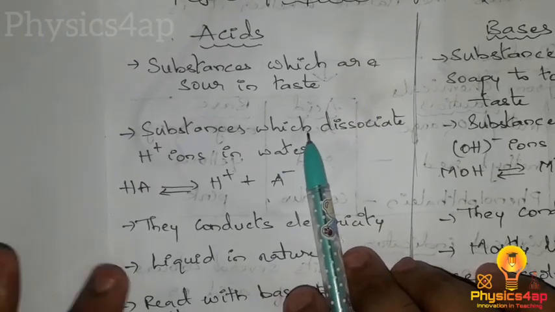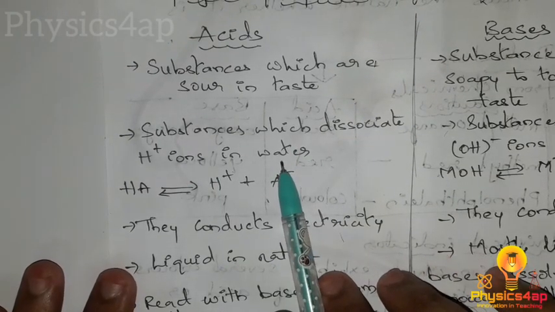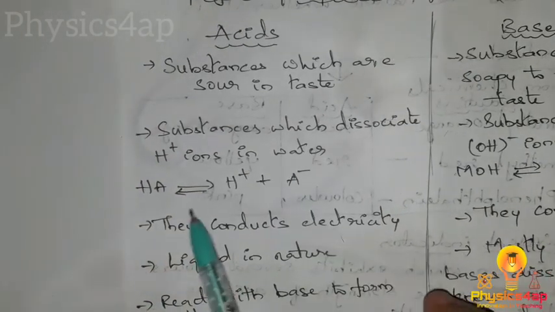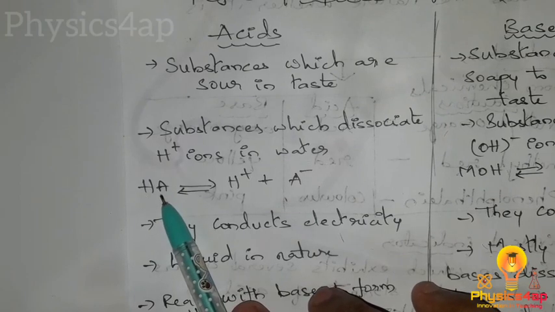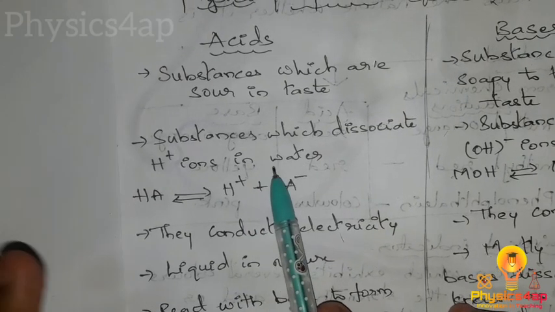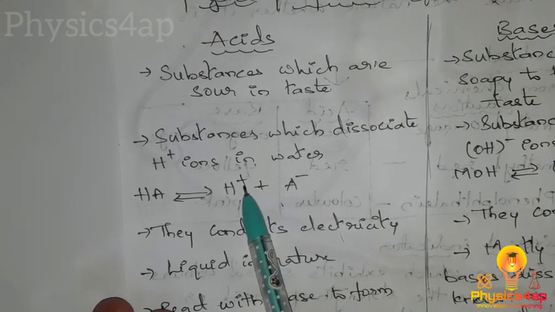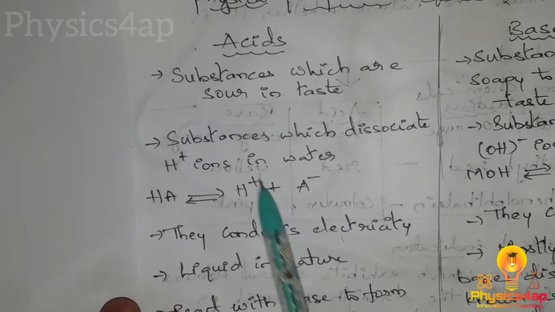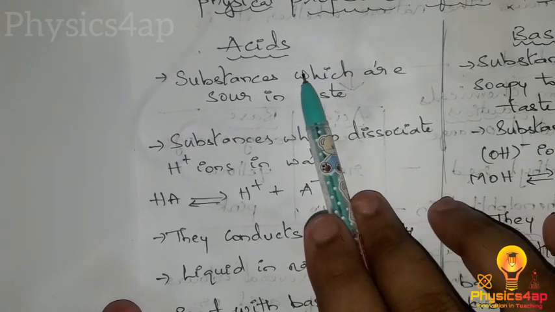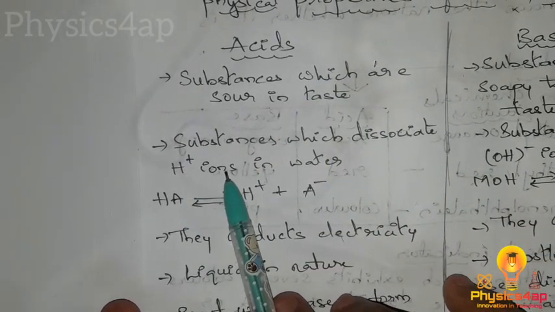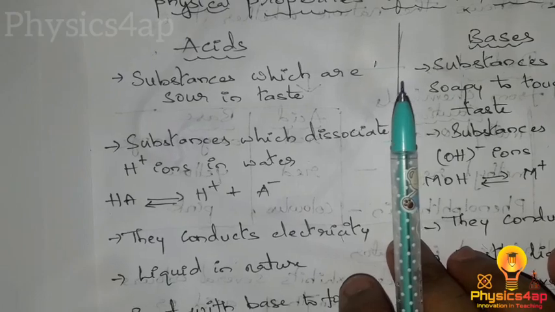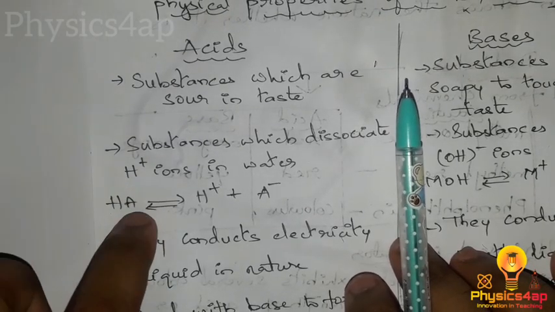And also, an acid is a substance which dissociates to give H plus ions in water. That means they produce H plus ions when they are mixed into water. For example, we have an acid over here. When it dissociates in water, it decomposes, that means it separates into H plus ion and A minus ion. As we have an H plus ion here, it belongs to the acids. So all acids compulsorily have H plus ions. If there are no H plus ions, then it is not an acid. Definitely there will be H plus ions in it.